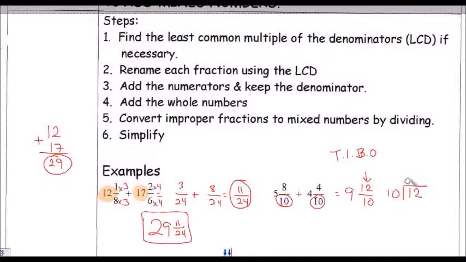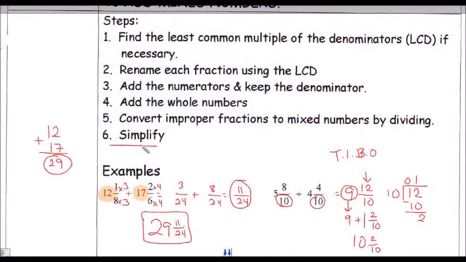So 10 cannot go into 1, but 10 goes into 12 one time. That's remainder 2, and I'm done. 1 is my whole number, 2 is my numerator, 10 is my denominator. So what I'm going to do is I'm going to rewrite this fraction as 1 and 2 tenths. But don't forget about this 9 right here. You have to also put it together. So that's a whole number, and this 1 is a whole number. We have to add those two together. That's going to give me 10 and 2 tenths.